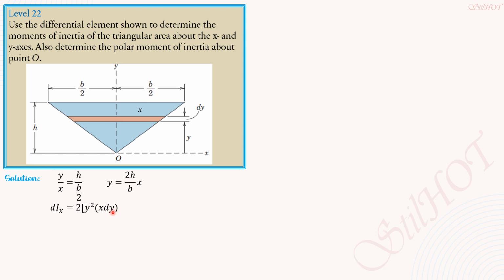Then because the variable of integration is y, defined by the differential, we replace x by by over 2h. So Ix is 2 integral from 0 to h of y squared times x, which is by over 2h, dy. So we have 2b over 2, so it's just b over h.